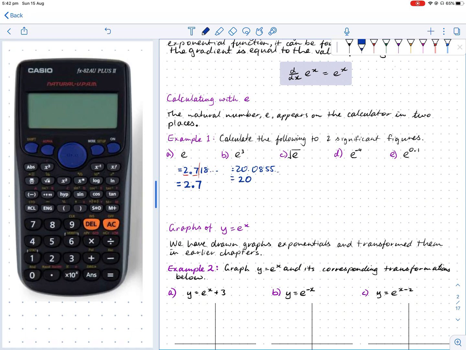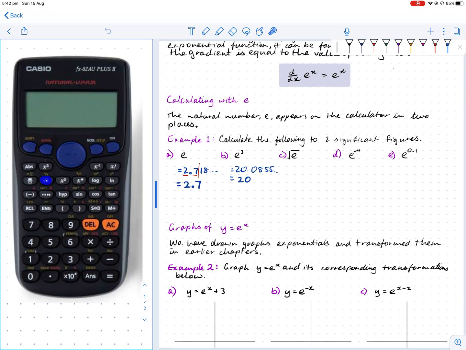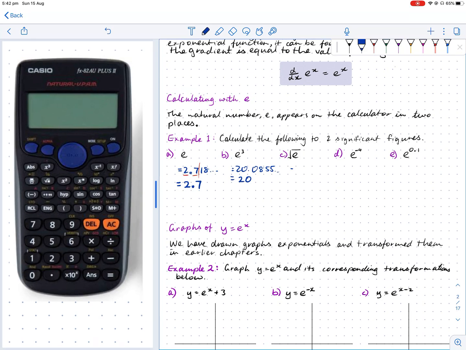If I want the square root of e, what I can do is use the square root button right there. So I can go square root, and then I'll use alpha e, equals, and that's going to give me 1.6487. Oh, that was really bad. 87. And so to two significant figures, it's 1.6.